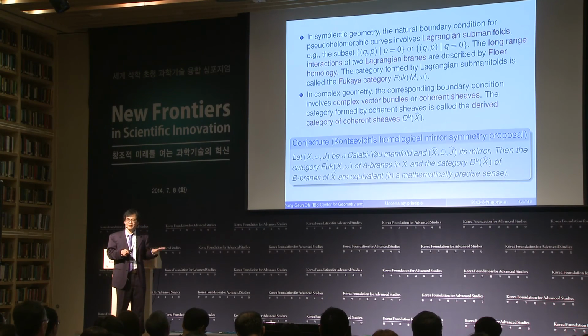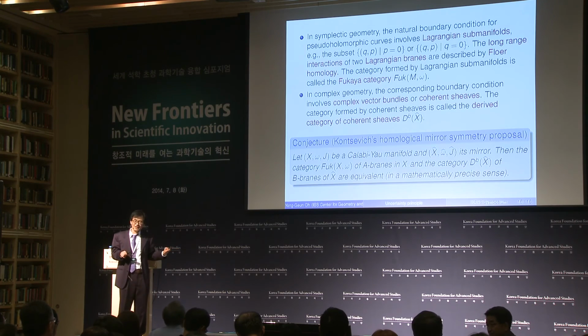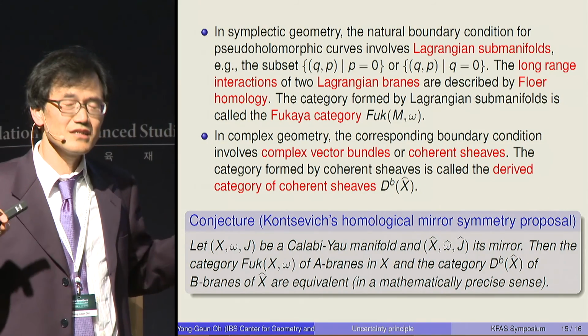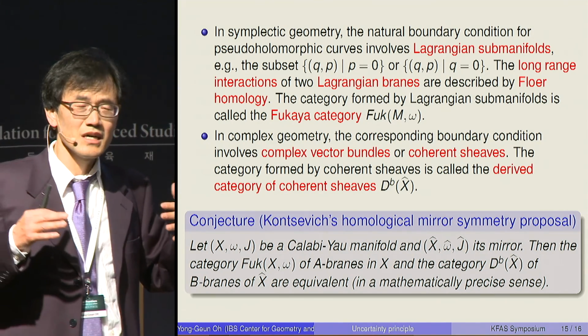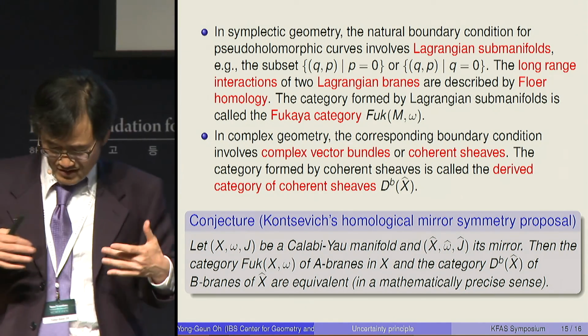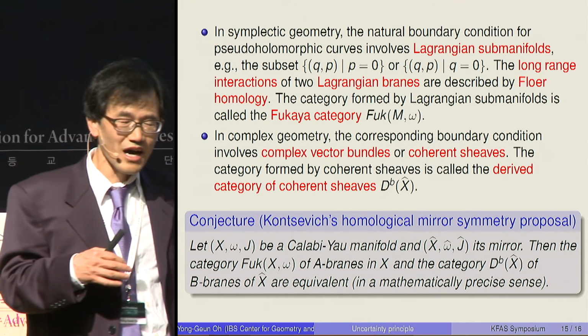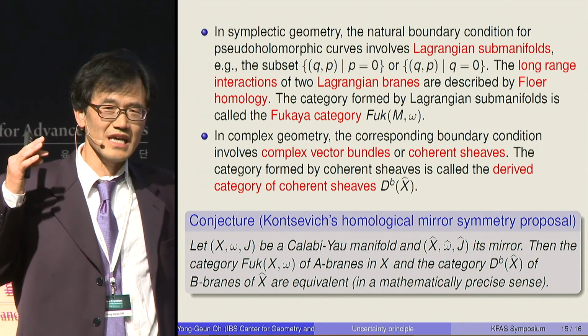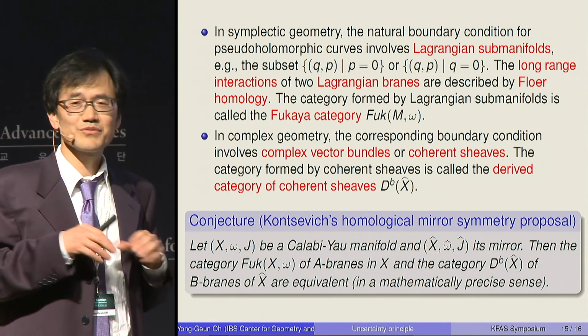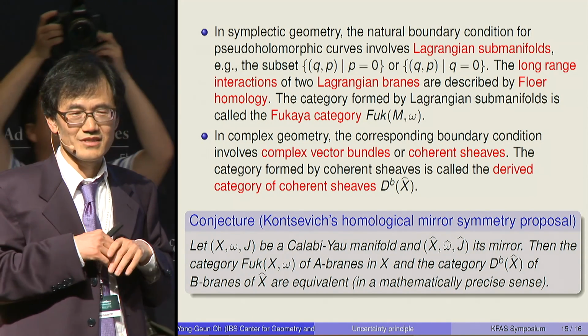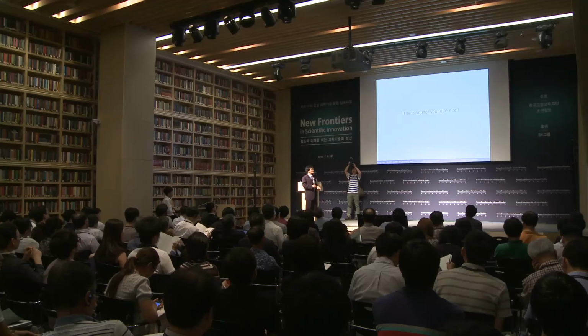Some special cases have been proven. However, the proof is not really a proof: one computes both sides explicitly and sees that they are isomorphic. But one of the crucial problems is to understand why this duality happens. So this is a mathematical question which has to be answered in the future. Thank you for your attention.